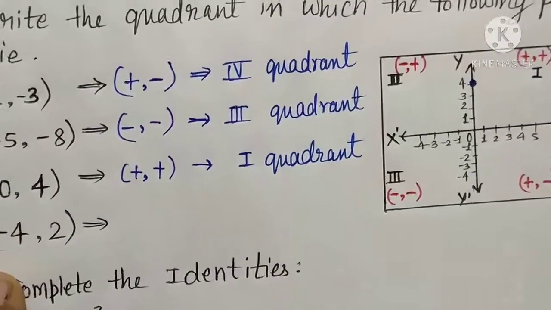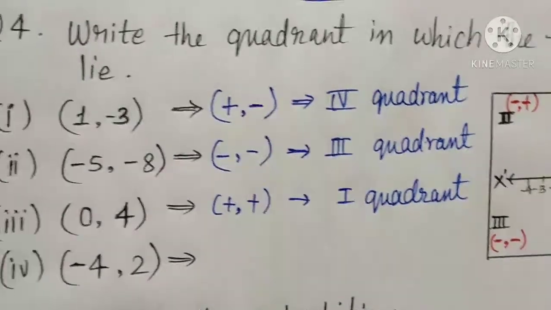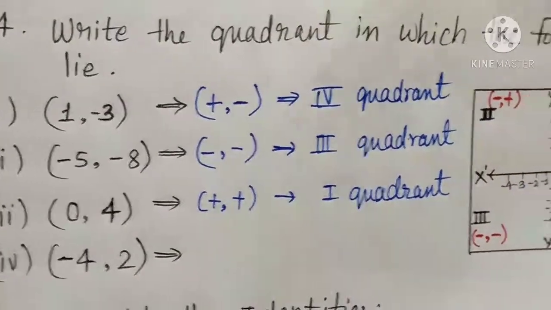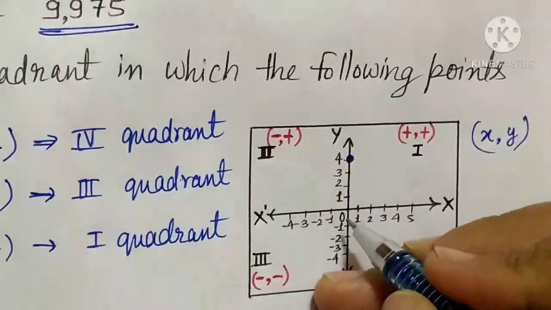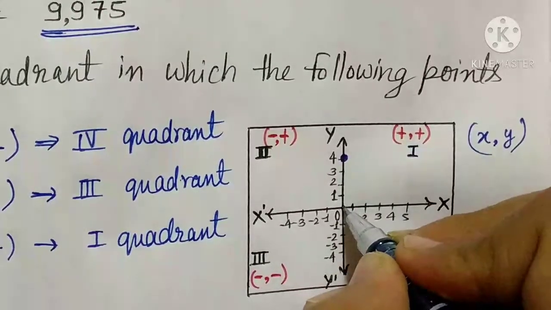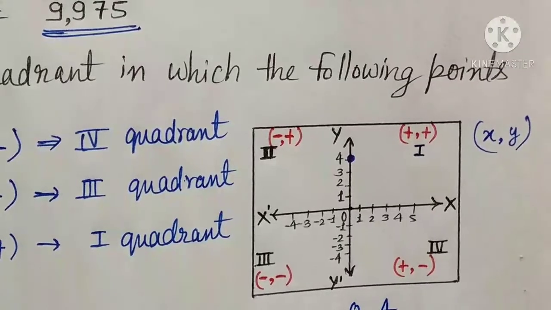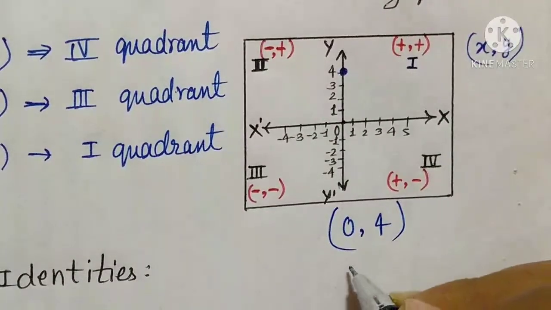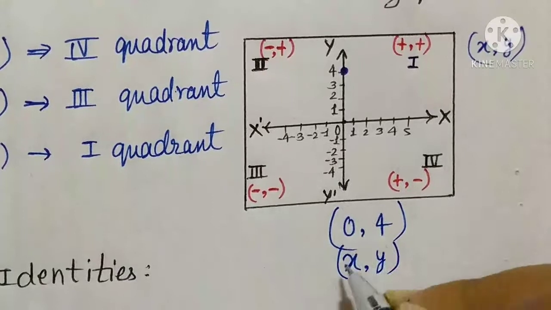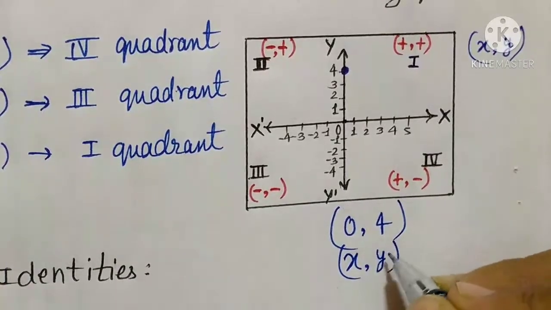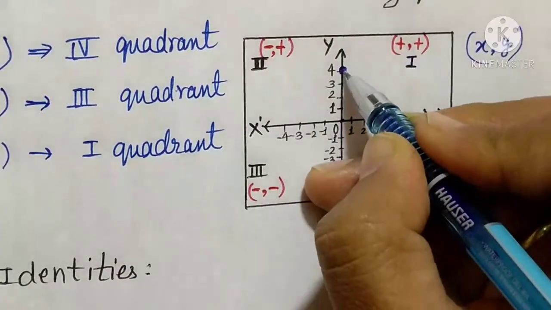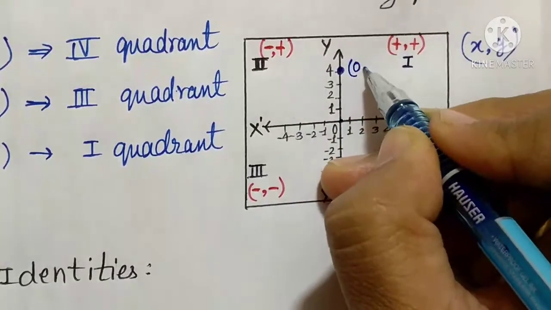Just pay attention here. I want to show this one. 0 comma 4. It means here x coordinate is 0. X coordinate is what? 0. And what am I talking about? 0 comma 4. I am talking about this number. Here this is x, this is y. So x coordinate is 0, y coordinate is 4. So x is 0, but y is what? 4. So this point will lie here, 0 comma 4.